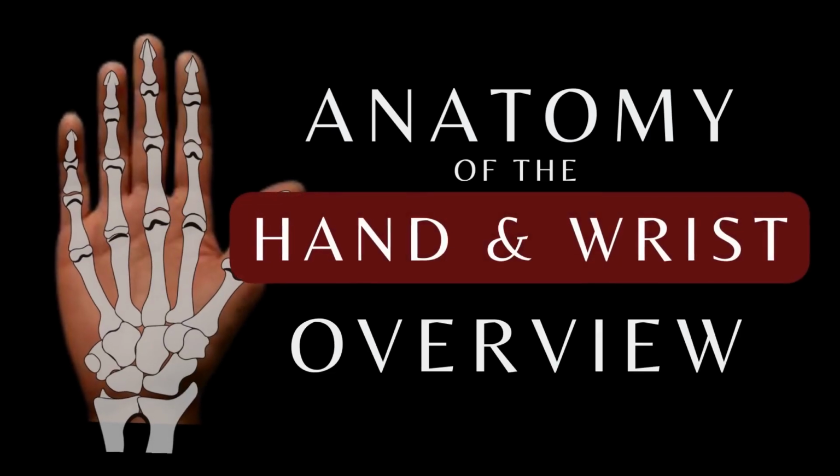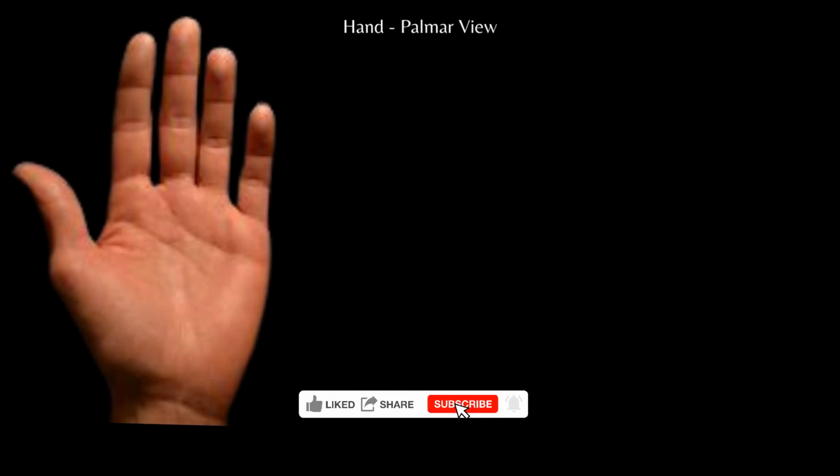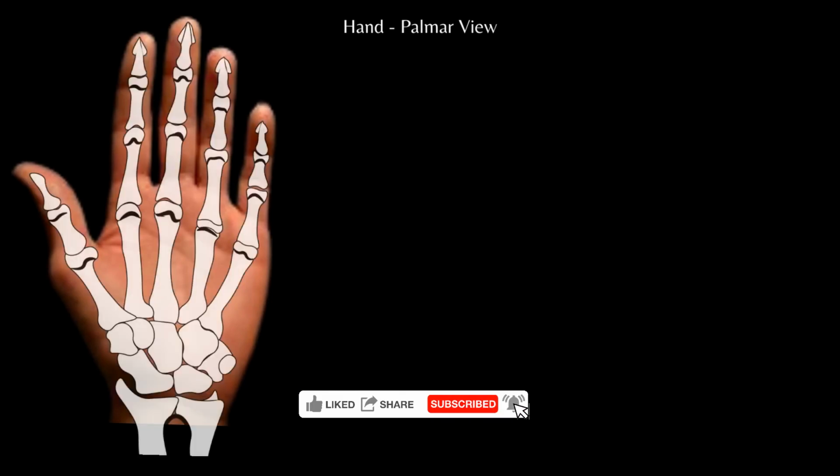Bones of the hand and wrist. An overview. Here's a palmar view of the human hand. Let's review the bones of the hand and wrist, which belong to the appendicular skeleton.